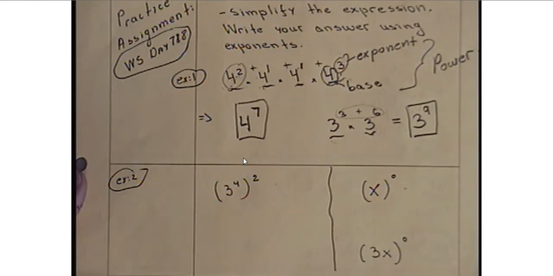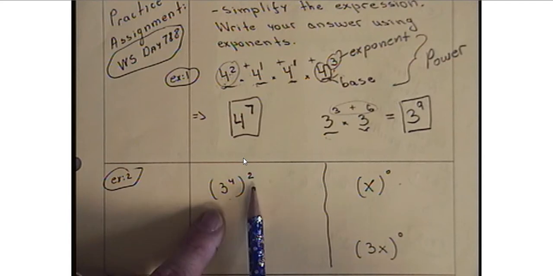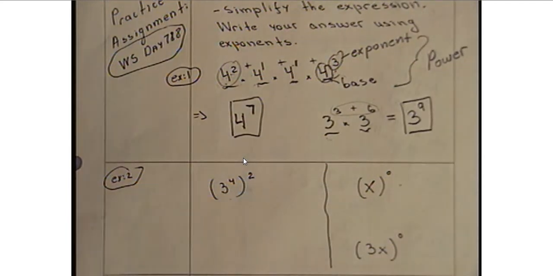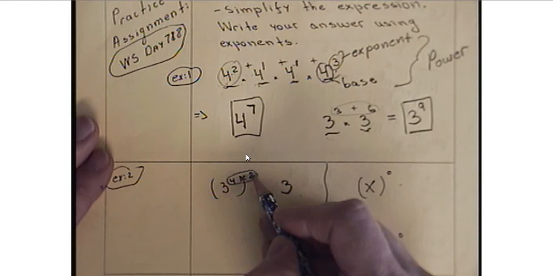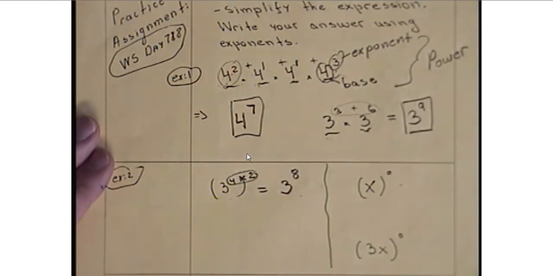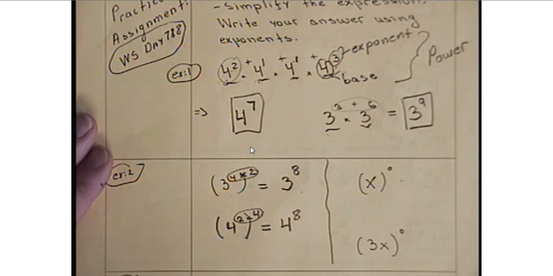Let's take a look at another example. What happens if we have a power inside the parentheses and then another power? The rule here is you multiply those two numbers. So the answer will be base 3, and 4 times 2 will give you 8. One more like this. What about if I have 4 to the second and this whole thing to the fourth power? We're going to copy base 4 and then multiply those two. 2 times 4 is 8, and that will be my answer. So 3 to the 8 and 4 to the 8 will be the answers.